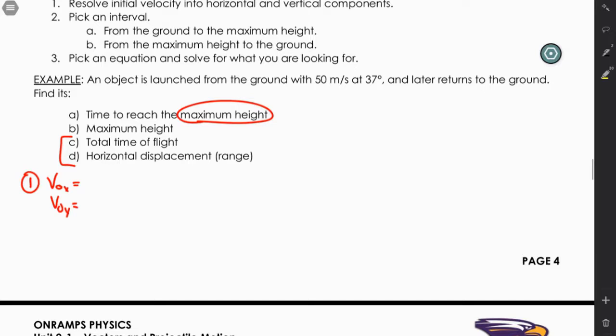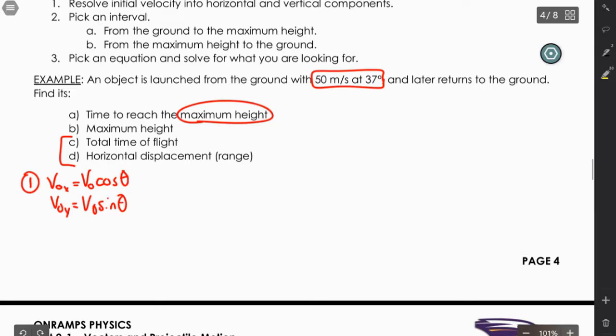So when you have these angle problems, this is where you're going to have to use your sine and cosine functions that we spoke about. So it's going to go VO cosine theta for the x, VO sine theta for the y. Okay? So we're going to do 50 cosine 37, 50 sine 37, because that was our initial velocity. It was 50 meters per second at 37 degrees.